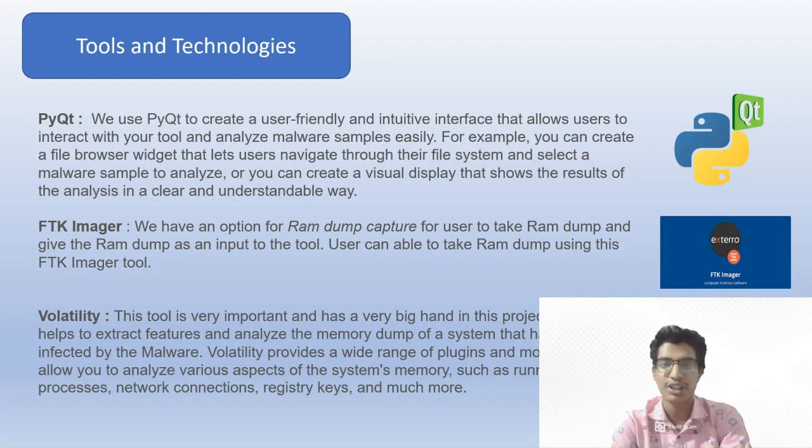Volatility. Volatility is the main tool of our project. Volatility is used to extract features and analyze the memory dump of a system that has been infected by malware. Volatility provides a wide range of plugins like PS-Tree and PS-List to extract the features.